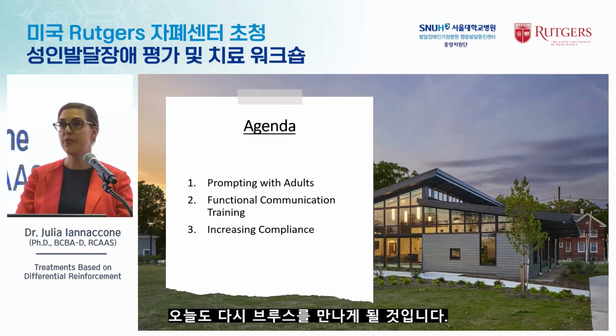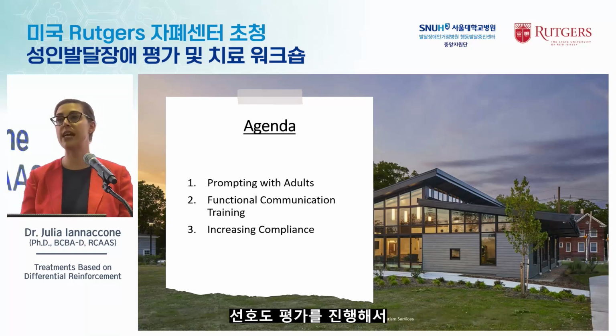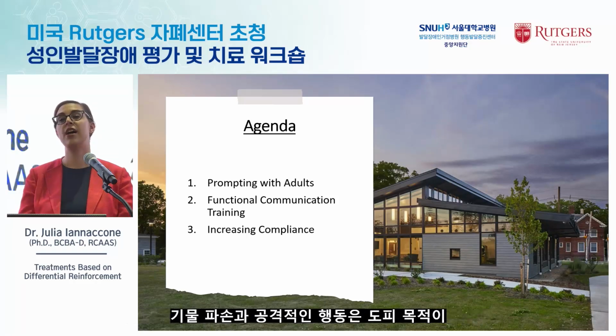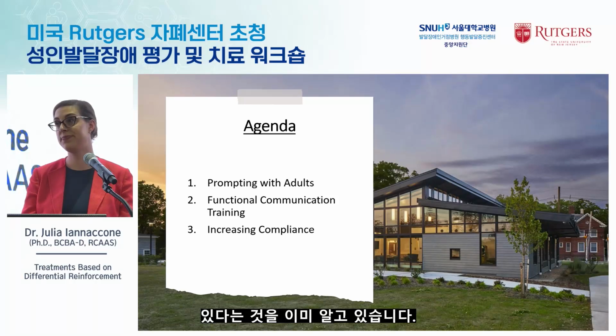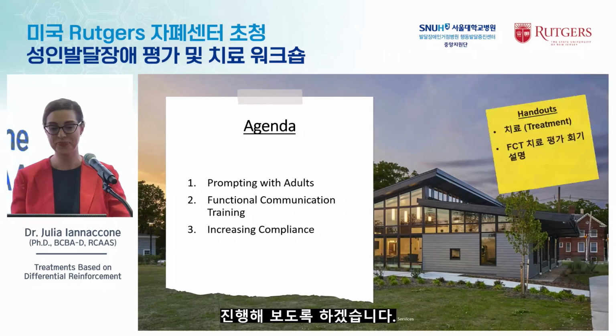So we have done preference assessments with Bruce. We know he loves his iPad. We've done reinforcer assessments with him. We know that he's willing to work for his iPad. And we've done a functional analysis with him. We know that his self-injury is automatically maintained. And we know that his aggression and disruption are maintained by escape from demands. So today, what are we going to do with all that information?